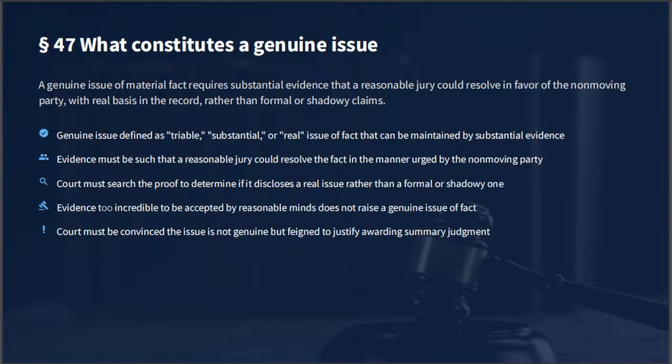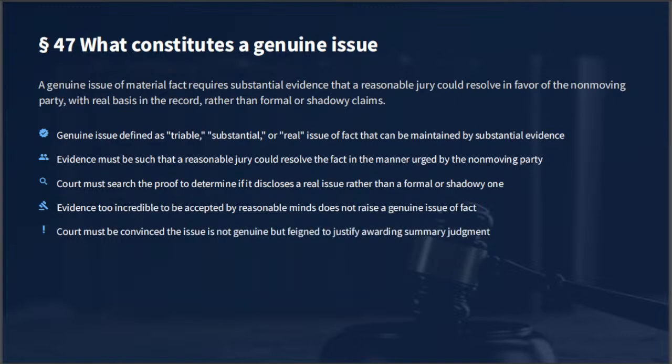And we're on to evidence too incredible to be accepted by reasonable minds does not raise a genuine issue of fact. So yeah, the aliens abducted you and took you away or something like that. It's too incredible to be accepted by reasonable minds. And then the court must be convinced the issue is not genuine, but feigned to justify awarding summary judgment. Wow, so this is what constitutes it.